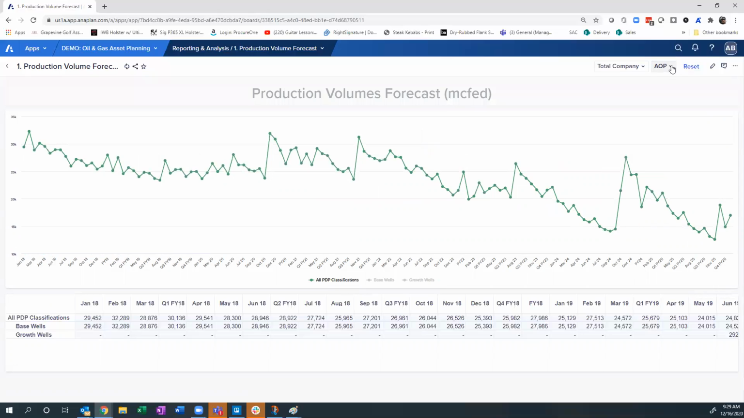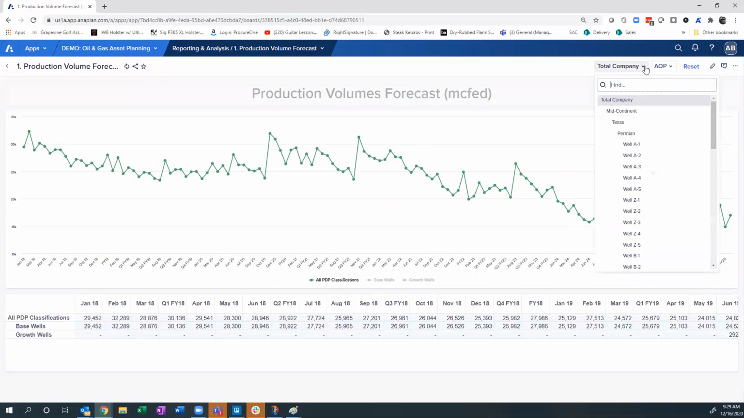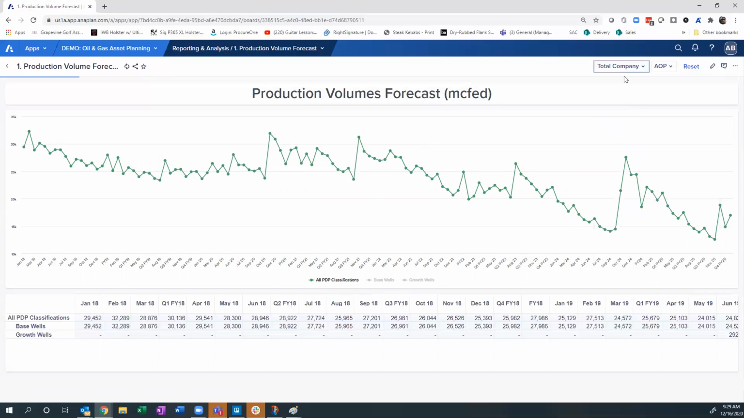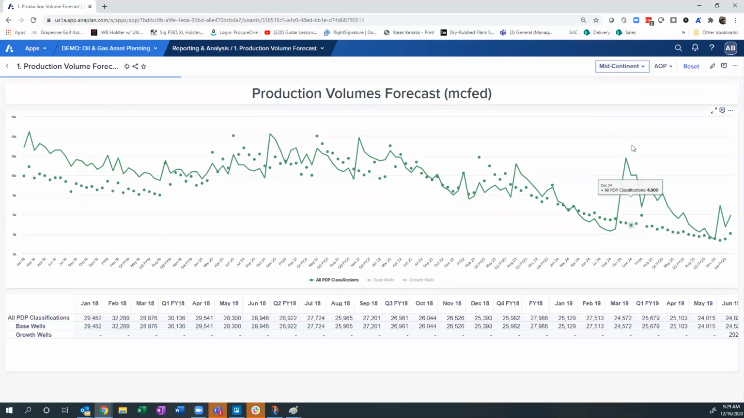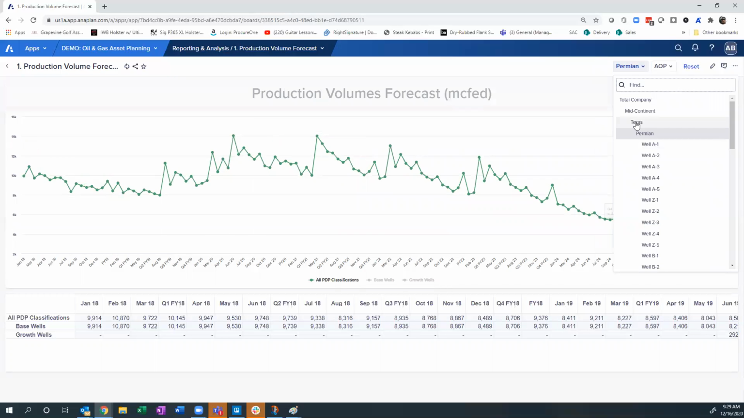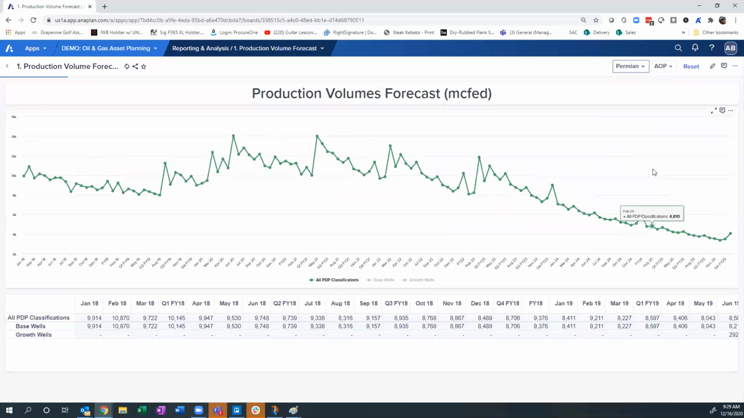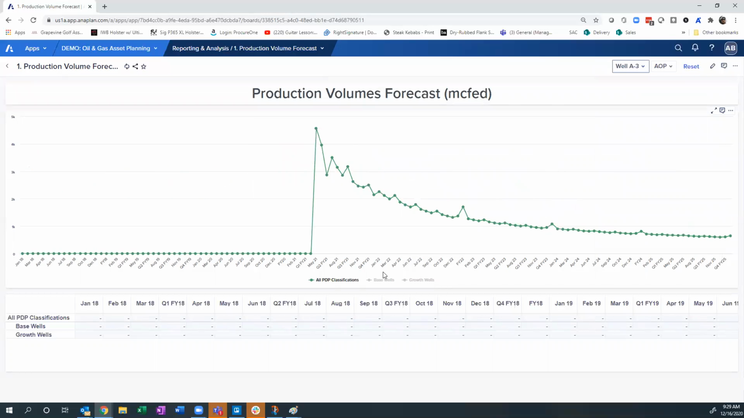Again, I can have various versions of this. I can have this driving all the way down to different levels of my organization and can quickly see that forecast at those different levels. So as you can see with this hierarchy, I can drill this all the way down to a well level and see a well that is not going into production until a future period.